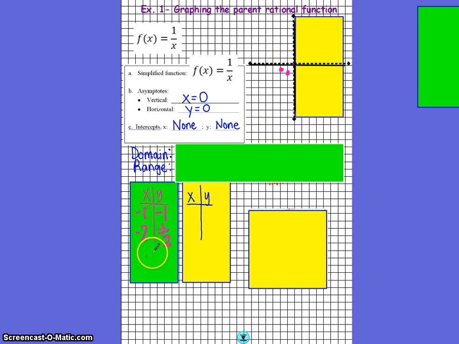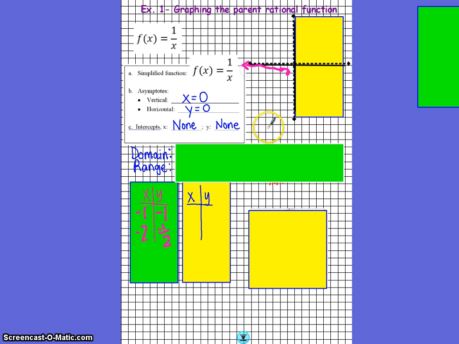Once you have plotted 2 points on each section of the graph, you're going to use the behavior of the asymptotes to fill in the rest of the graph. If we connect these 2 points that we already found, and we're going to look to the left of this graph, its end behavior is going to get really close to that horizontal asymptote, but it's never going to cross it.